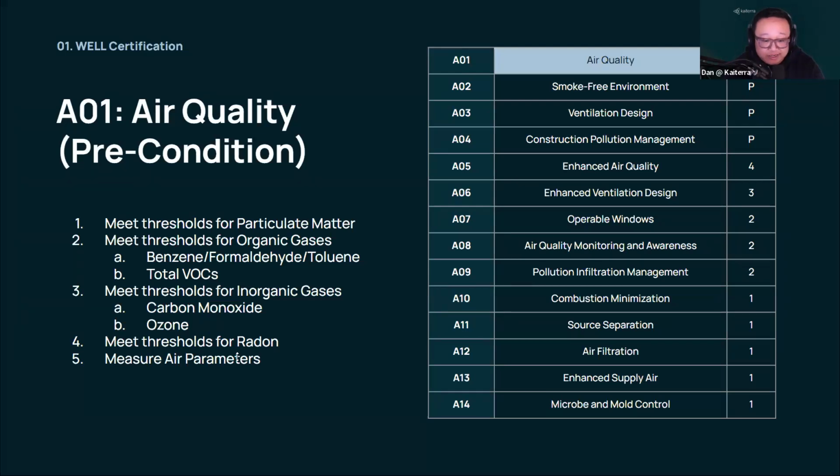Part 4 is looking at radon, which is really important, especially if you are a building at ground level or you're an office at ground level. And then part 5 is looking at measuring air parameters, so measuring your PM, your VOCs, your carbon monoxides, your ozones, et cetera, with continuous monitoring.